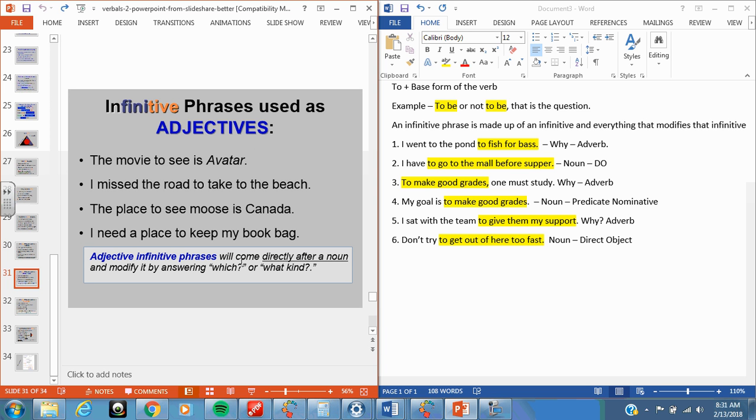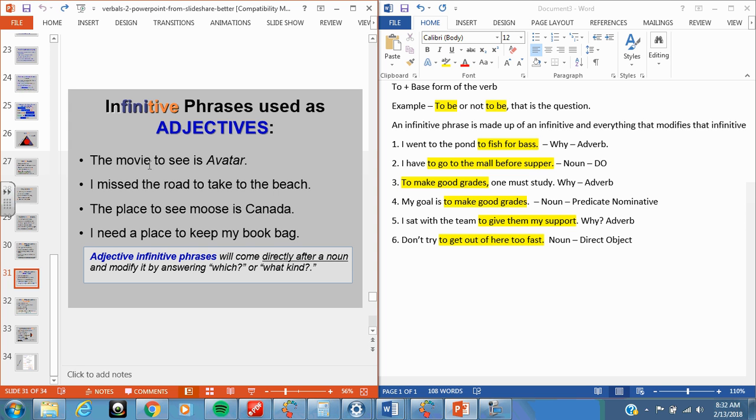All right, do the same thing for adjectives. All right, let's take a look at number 1. The movie to see is Avatar. To see by itself is an adjective phrase modifying movie. Which movie is it? It's the movie to see. I missed the road to take to the beach. Which road did you miss? Or I'm sorry, which road was it? It was the road to take to the beach.